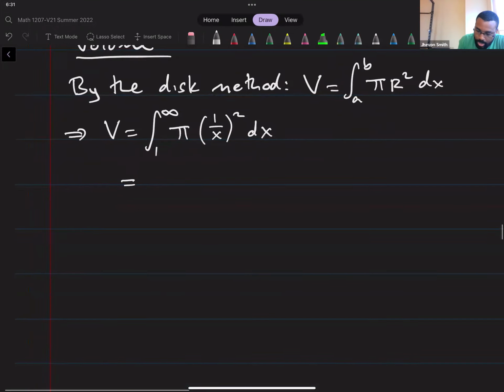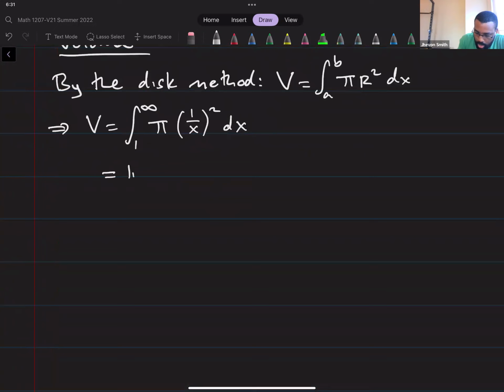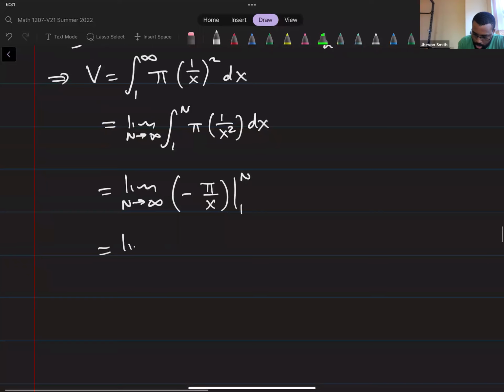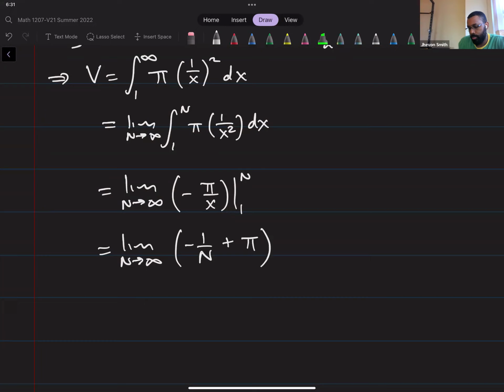So it turns out we know how to actually compute something like that. This is the limit as n approaches infinity of the integral from 1 to n of pi times 1 over x squared dx. If you integrate 1 over x squared, add 1 to the power, divide by the new power, that's minus pi over x between 1 and n. This is going to be minus pi over n plus pi. And obviously this will go off to 0, and so this just gives you pi. The volume is pi cubic units.